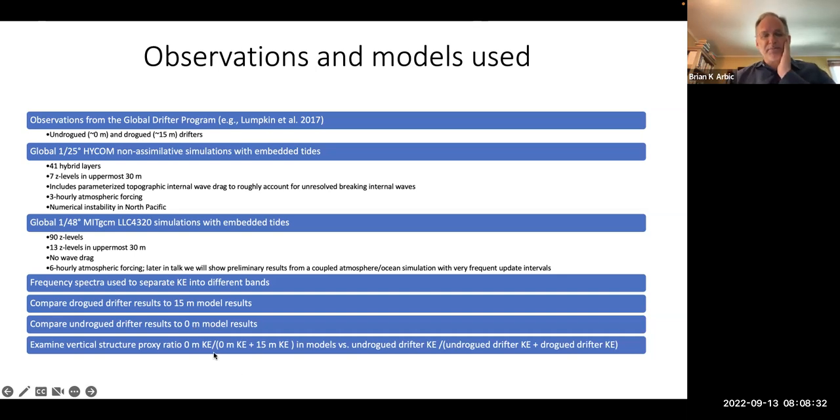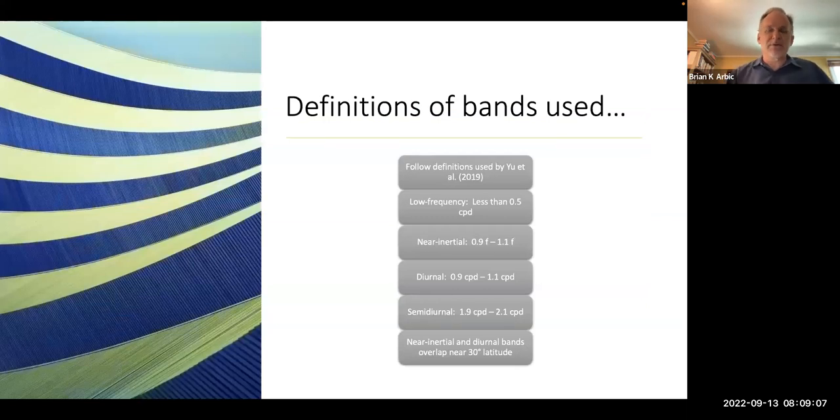And again, we have this proxy ratio to tell us something about vertical structure: the sum of 0 divided by the sum of 0 plus 15 in the models, and undrogued divided by the sum of undrogued plus drogued in the drifters. The drifters are quite noisy. We are, of course, aware of that. You can see that in the observations, but nonetheless, hopefully I'll convince you that we do see some agreement between the models and the drifters in these ratios in some frequency bands, not all of them. Well, zonal averages, kind of all of them, but point by point, it depends on the band.